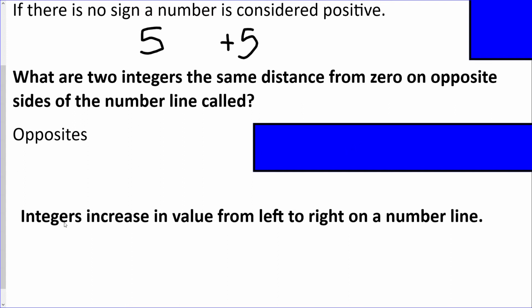And this last bit is already on your sheet, but just to make the point clear, you probably saw it on the number line too: the integers increase in value from left to right. Okay, so left is smaller, right is bigger.